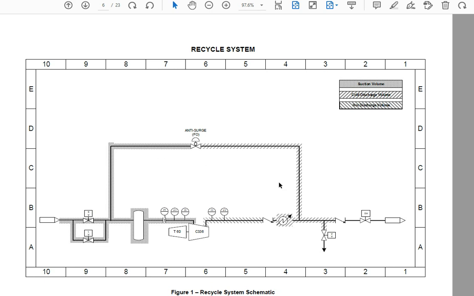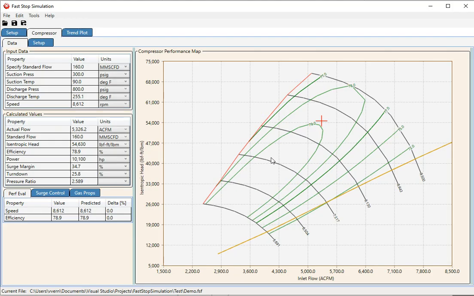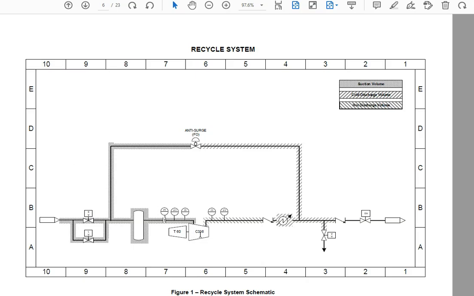So in the analysis, we need to know the discharge volume, we need to know the flow capacity of the valve, and we need to know the head flow performance map of the compressor. The other thing we have to know is the inertias of the power turbine and compressor, and if there's a gearbox, that as well. That is going to play into how fast the flow is diminishing with decreasing power.